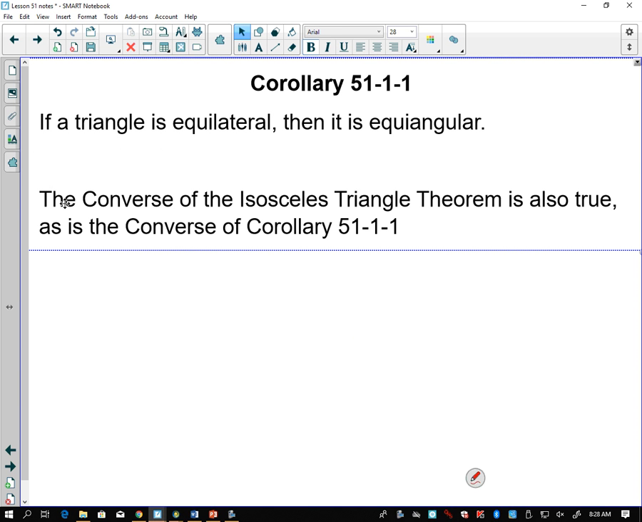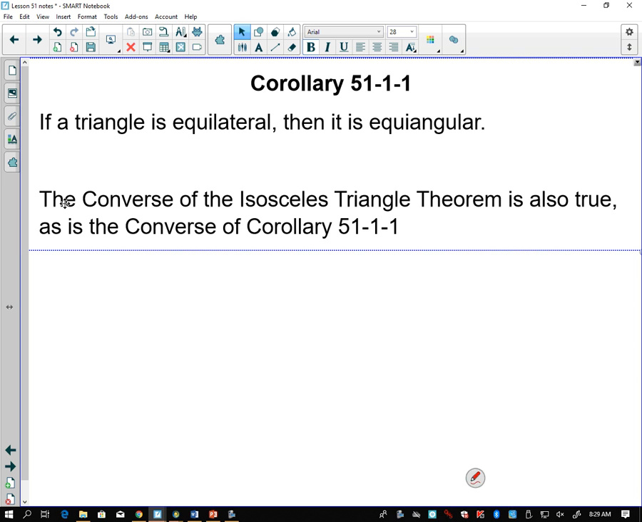Okay. Then we have something that's a corollary in relation to the theorem that we just got. If a triangle is equilateral, then it is equiangular. That really should be a big no duh, right? We know at this point when dealing with triangles that if it's equilateral, it's equiangular. Now that's not necessarily always true of other things, but in triangles it is true. If it's equilateral, it's equiangular.